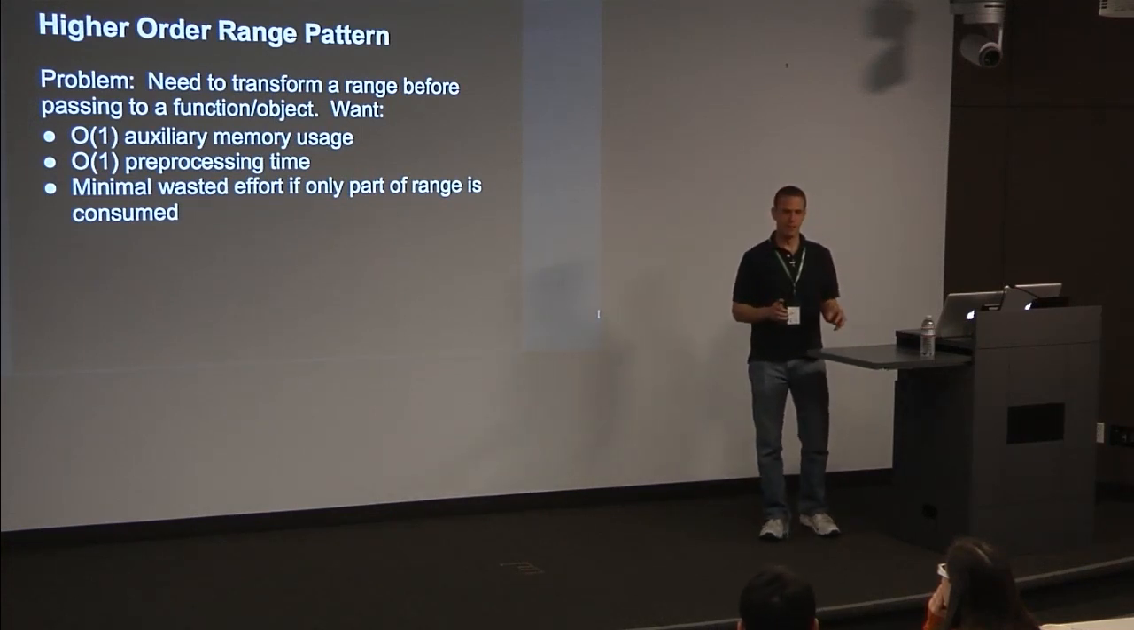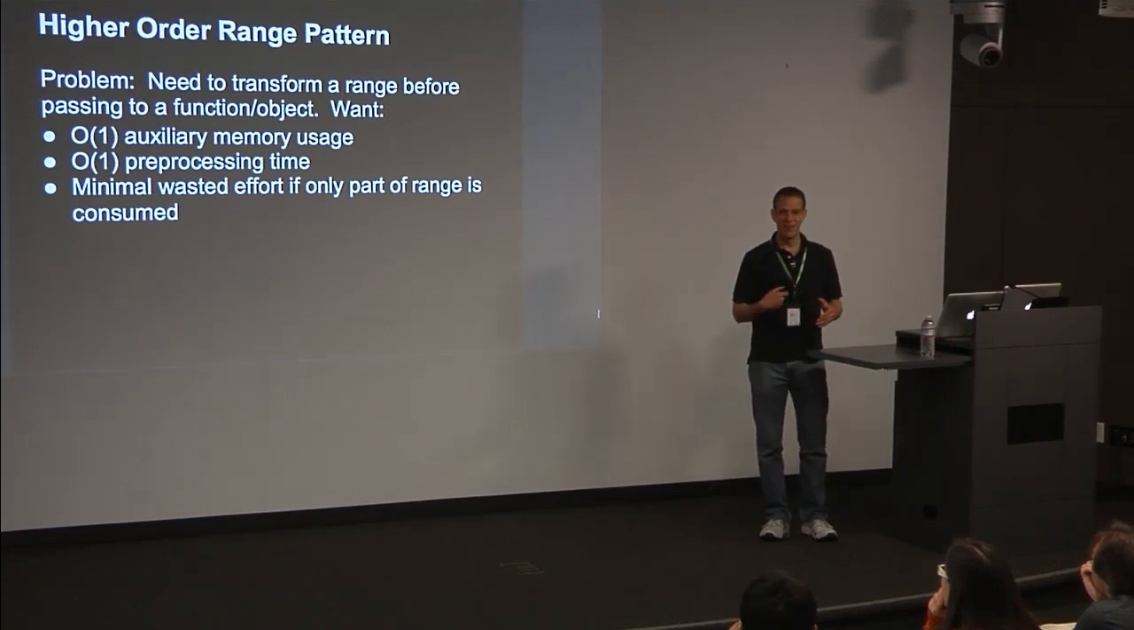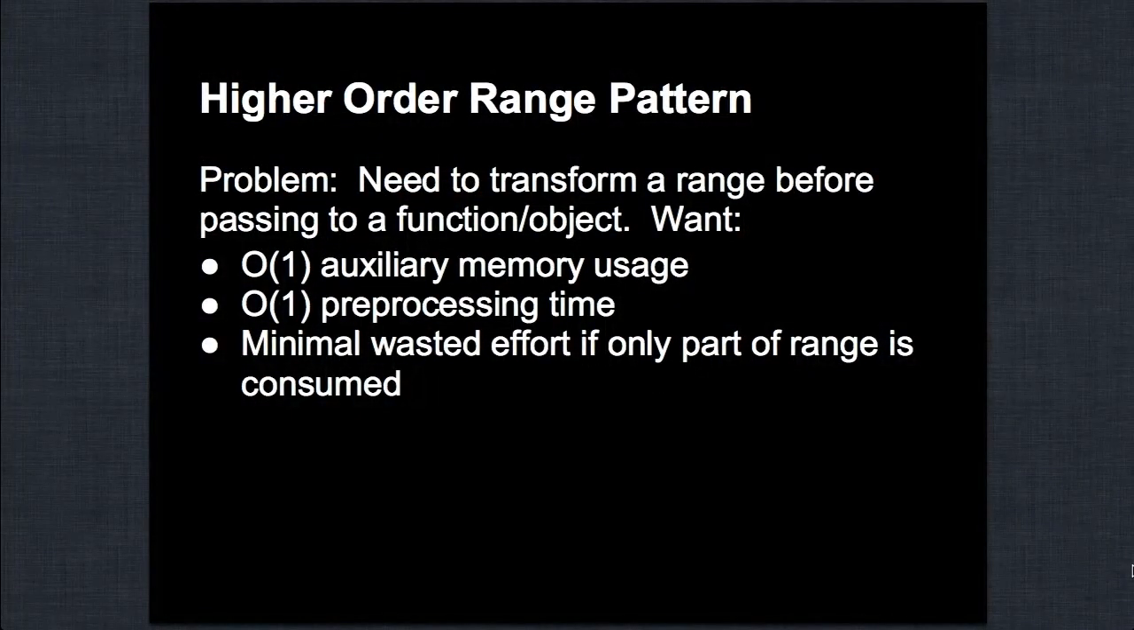The problem here that this is intended to solve is that we have a range that we need to pre-process before passing it to a function or an object. Or maybe we just want to simplify our code by abstracting away some details of how we're processing our range. And we want to have O(1) auxiliary memory usage. This is especially important for infinite ranges because, unlike what theoretical computer science says, we're not running on real Turing machines. We don't have infinite memory. We want O(1) pre-processing time. Again, especially important for infinite ranges.